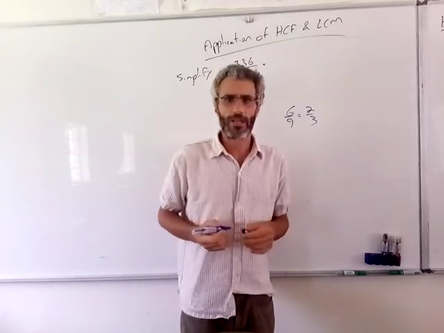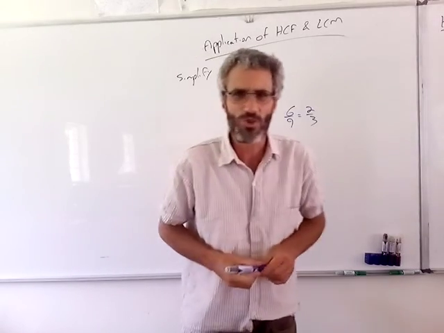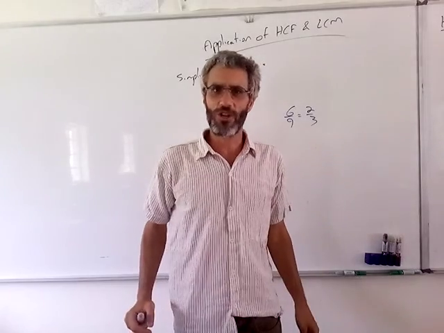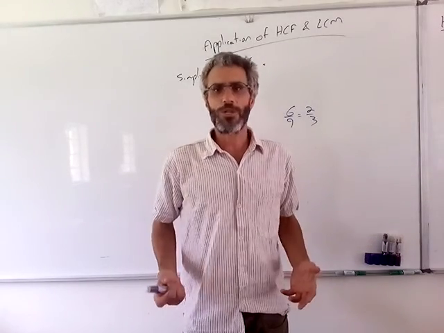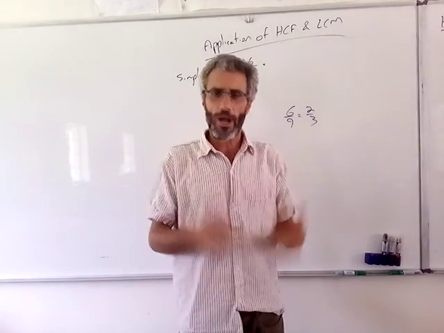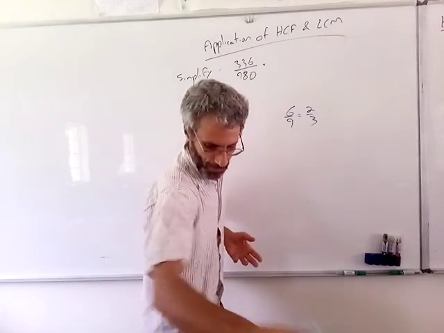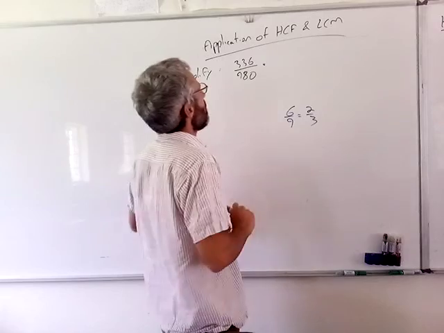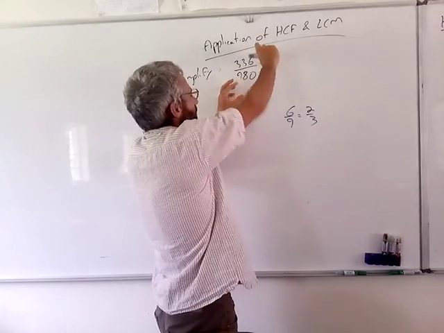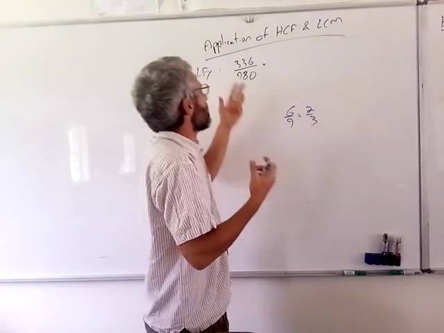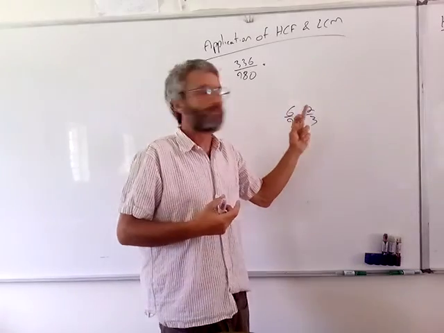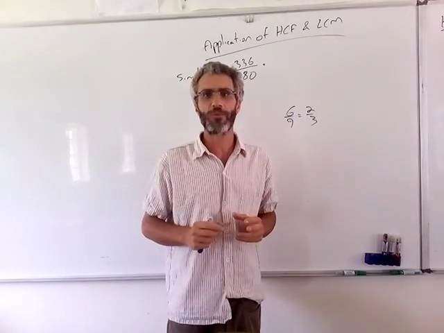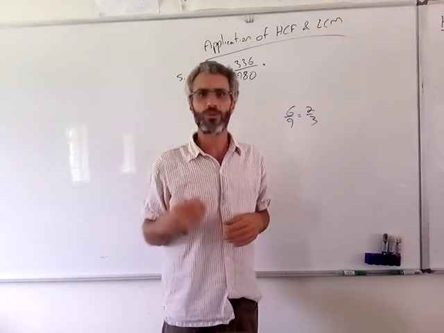Well, the easiest way, and the one I would normally expect you to use, is just put it in the calculator, and voila, the calculator will give you the answer. But let's say we want to do it using prime factors. What we need to do here is find out the highest common factor for 336 and for 980, and then divide the top and the bottom.